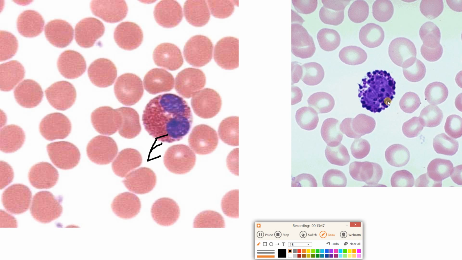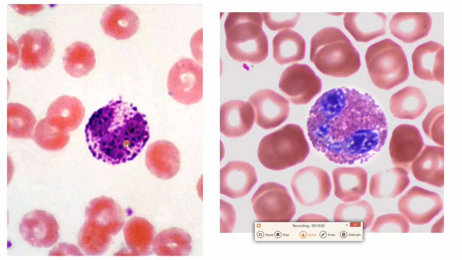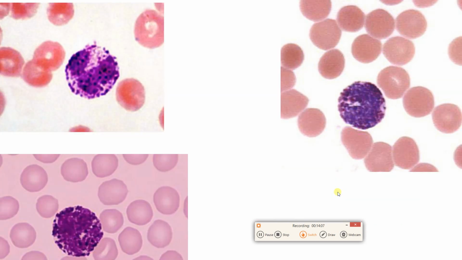And this guy, I can see the nucleus, but I see these really dark purple granules. That guy must be a basophil. All right, good work. Even more. Basophil on the left, eosinophil on the right. Man, I got carried away with so many here. What are these guys? These three, all three are basophils. If you said basophils, you were correct.